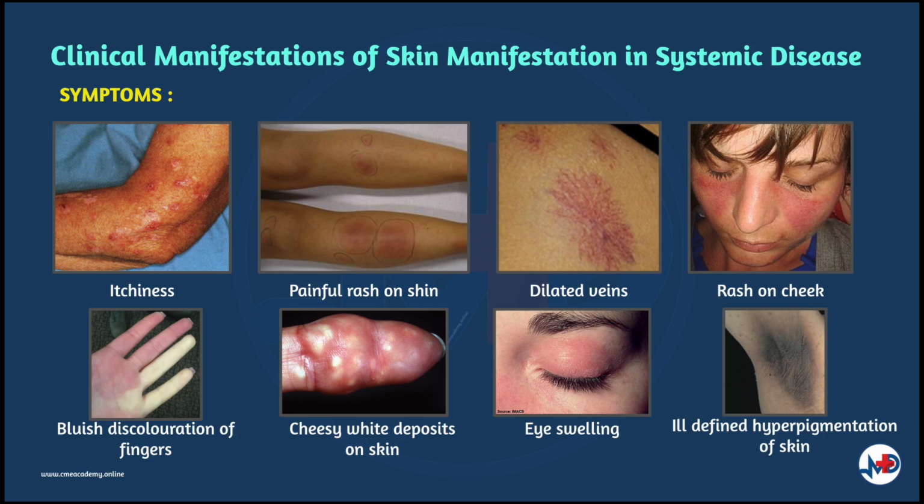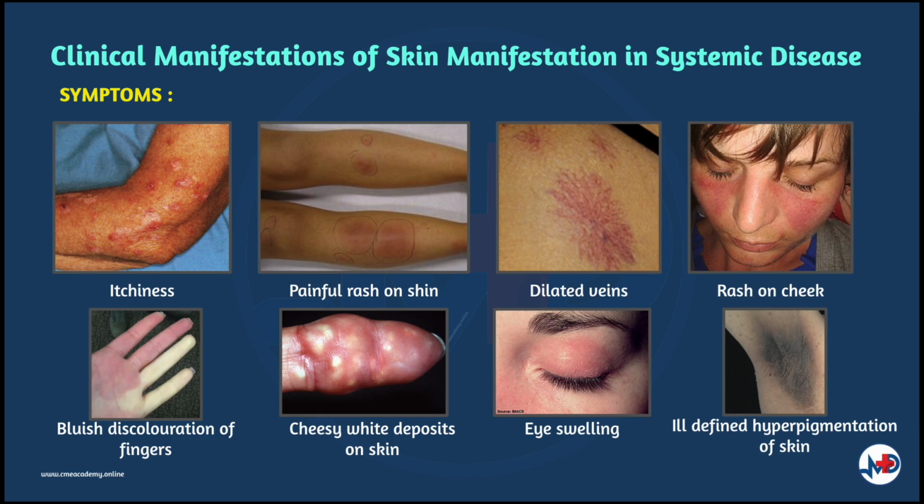Those with erythema nodosum might experience fever, arthralgia, and painful rash on the skin. Chronic liver disease may present with jaundice, itchiness, and dilated veins on the chest and abdomen. SLE presents with butterfly rash on the cheek, annular lesions, and erythematous papule or a small plaque with slight scaling.